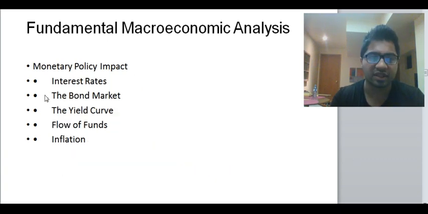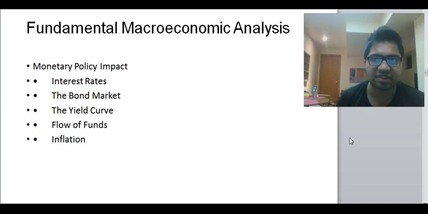So monetary policy consists of changing the short-term interest rate. It impacts the bond market. So short-term yield increases, the long-term yield falls. It creates tilting of yield curve. Then there is flow of funds also. It depends on the exchange rate. If Canadian dollar is getting stronger, funds will flow into Canada. The investment funds will flow into Canada. If it is getting weaker, funds may move out.